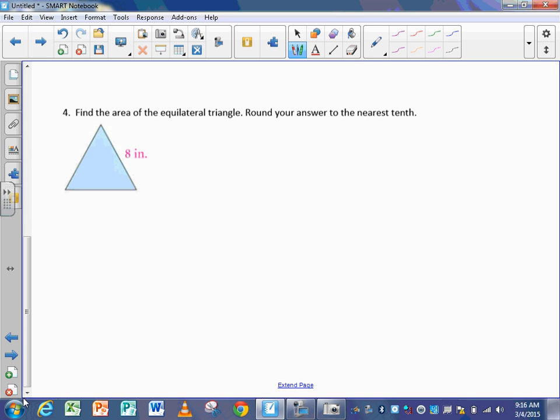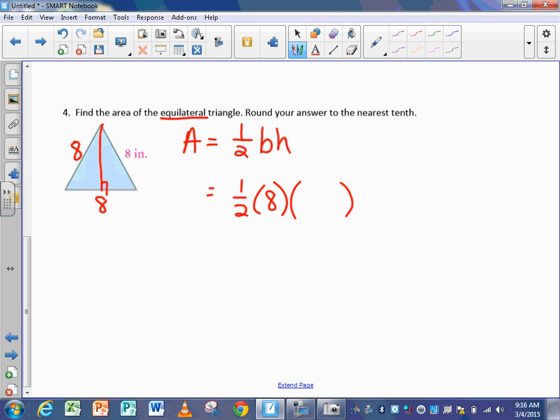Find the area of the equilateral triangle. Round your answer to the nearest tenth. All right, well, the area of a triangle is supposed to be 1/2 BH. And they tell me this is equilateral, so I know all of these are 8. So I have my base, but I don't know my height yet, okay? So whenever you're using these formulas, write down what you know and then figure out what you need. So I need height. All right, well, if this is equilateral and I drop the height down, it's going to split this 8 up into 4 and 4.